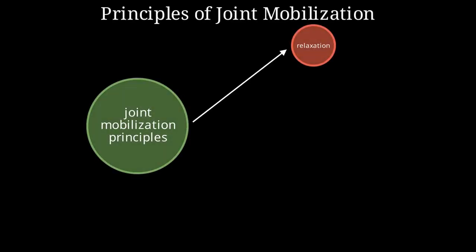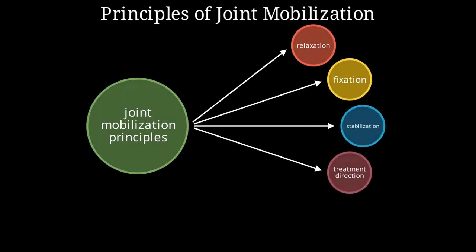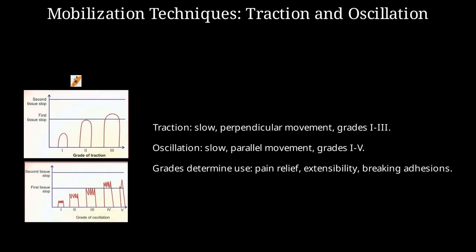Key principles include ensuring patient relaxation, proper fixation of adjacent joints, support or stabilization of the moving part, correct treatment direction, parallel or perpendicular to the treatment plane, and appropriate force and range based on joint stiffness. Mobilization techniques are graded based on motion and joint play. Traction involves slow, perpendicular movements to the concave surface, graded I to 3 for pain reduction and extensibility. Oscillation involves slow, parallel movements, graded I to V for pain relief, extensibility, and breaking adhesions.